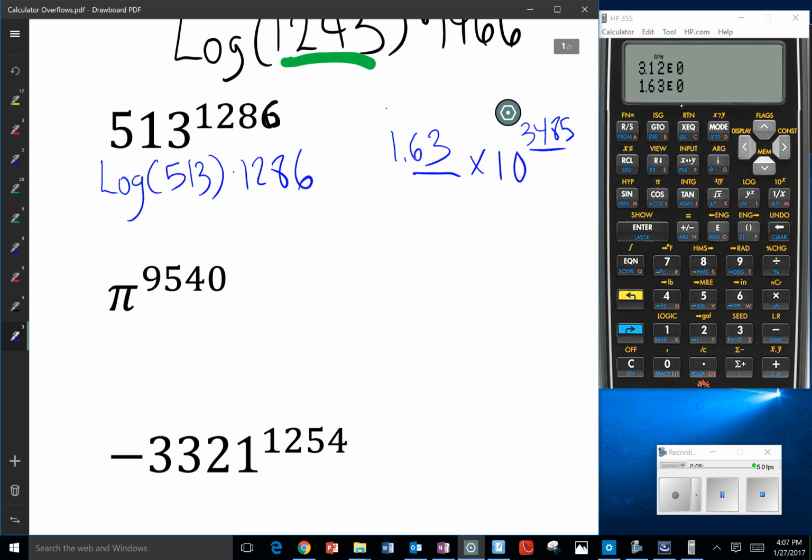Now let me point something out to you right now. Notice in this problem that these are to the 0 power, times 10 to the 0 power. I need that to be to the 0 power, because if it's not to the 0 power, then I'm in trouble. All right? So, next problem.